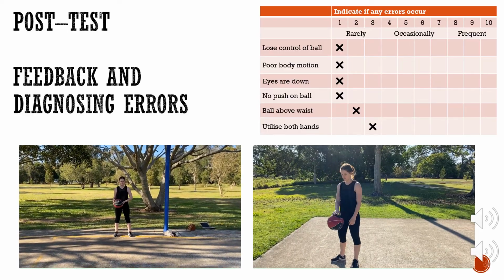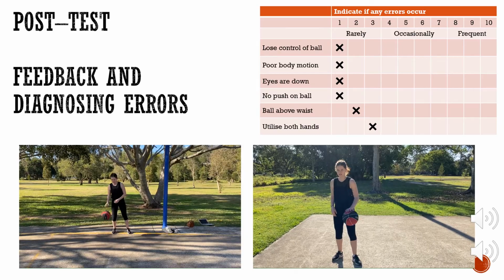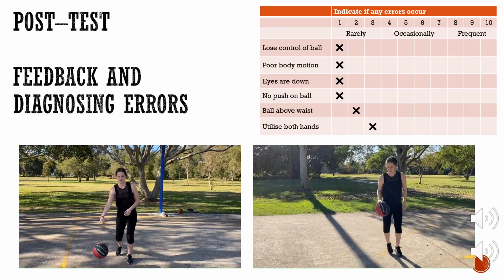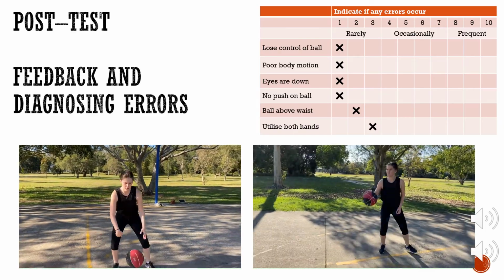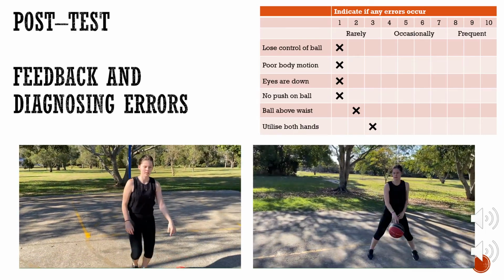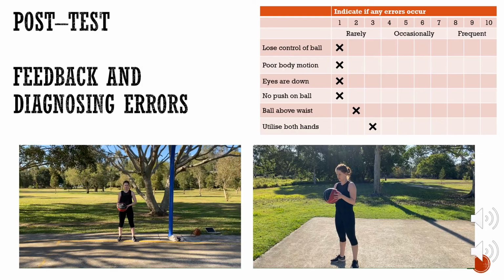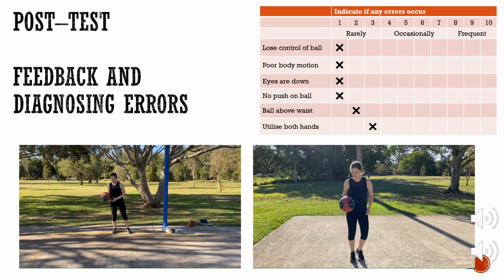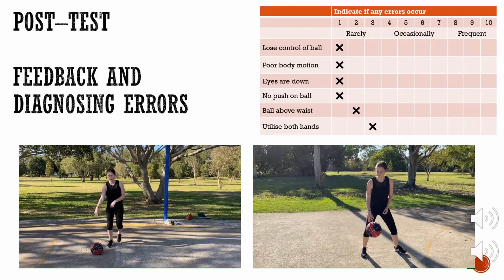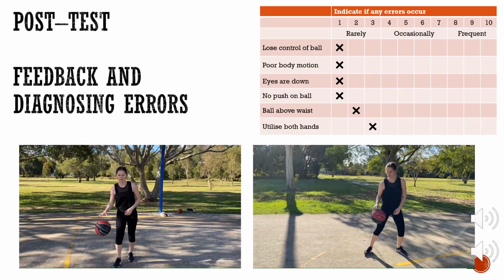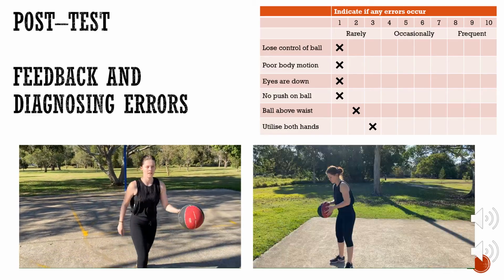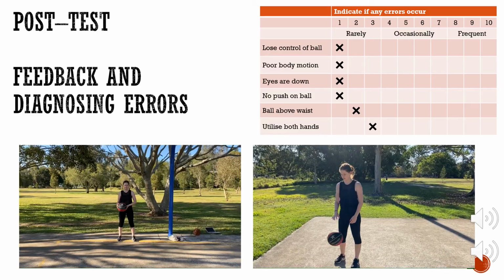In order to give the correct feedback to your students, it's important to diagnose errors that might be occurring in their performances. The observation will need to be from the front and the side in order to see if the key elements are being met. This way you can see their eye contact from the front, but the overall bounce movement and height from the side view.